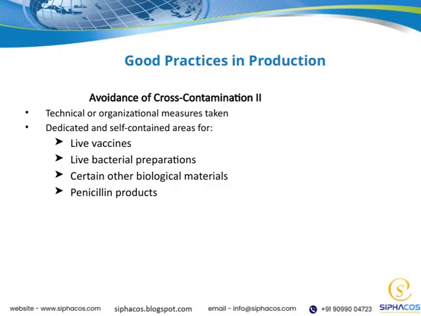Let's talk about avoiding cross-contamination through technical and organizational measures. One key approach is to establish dedicated and self-contained areas for different types of biological materials. For example, we need separate zones for handling live vaccines to prevent any accidental spread or mix-up. Similarly, areas designated for live bacterial preparations must be isolated to maintain product integrity and safety. The same applies to certain other biological materials that require specific handling conditions. Additionally, penicillin products should be produced in separate, dedicated spaces to avoid cross-contamination with other pharmaceuticals.